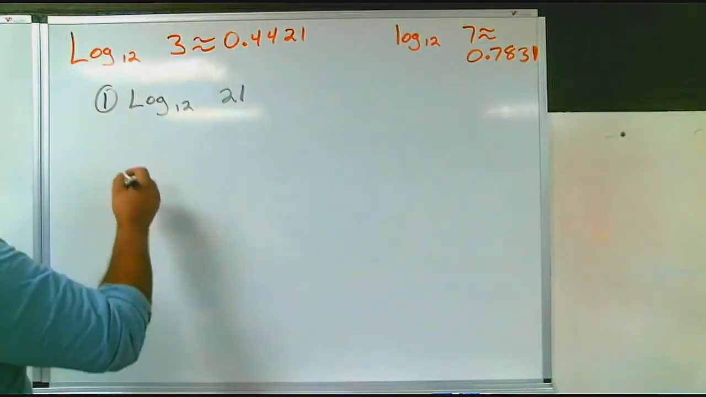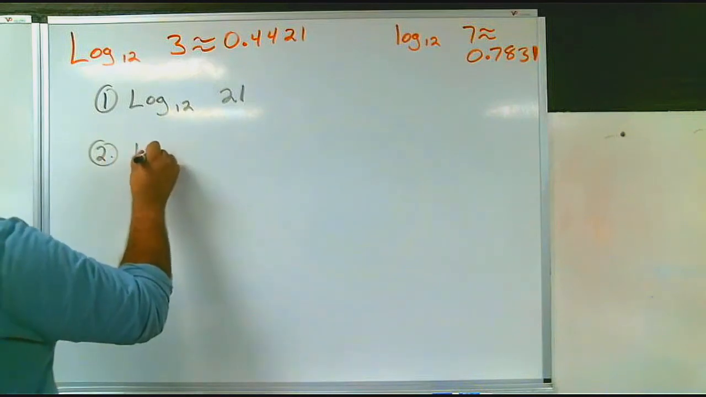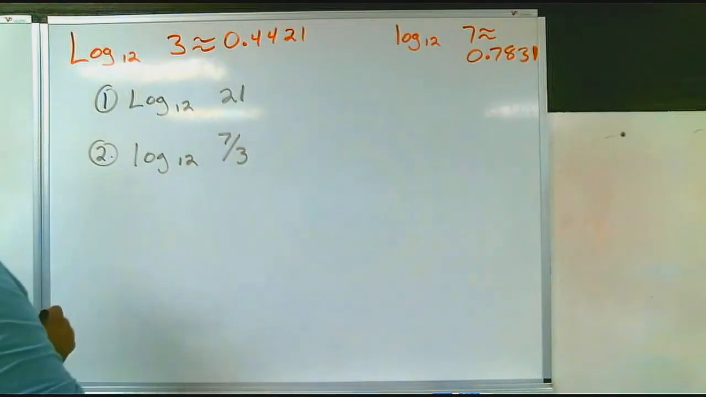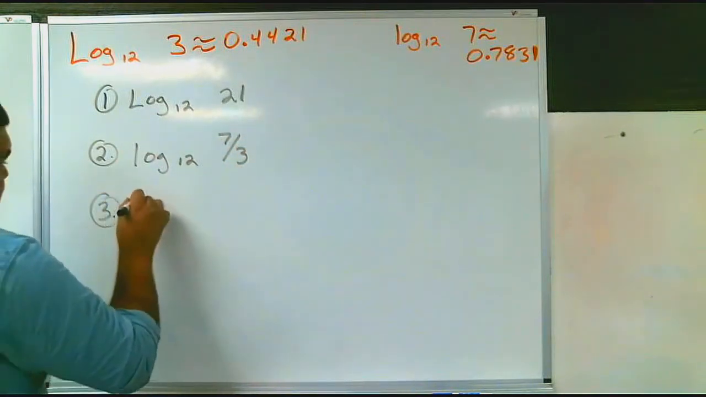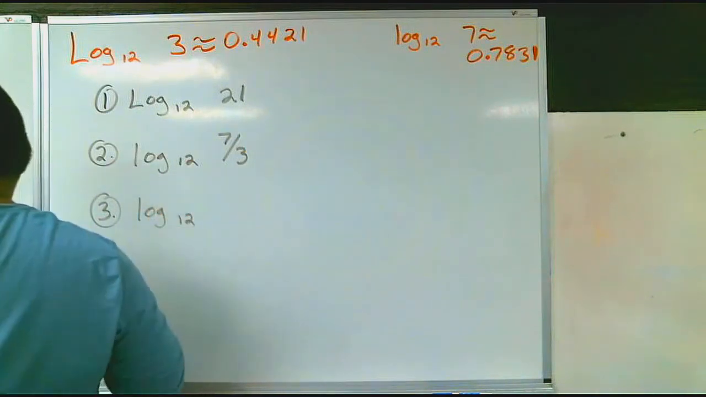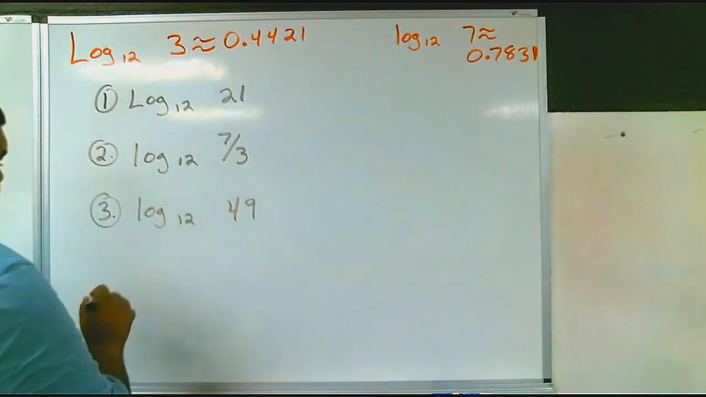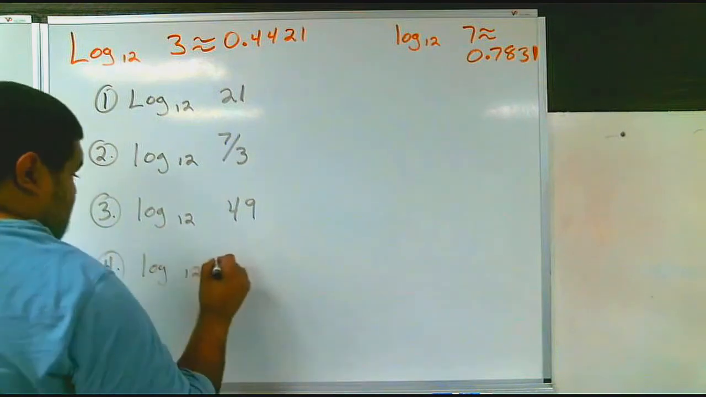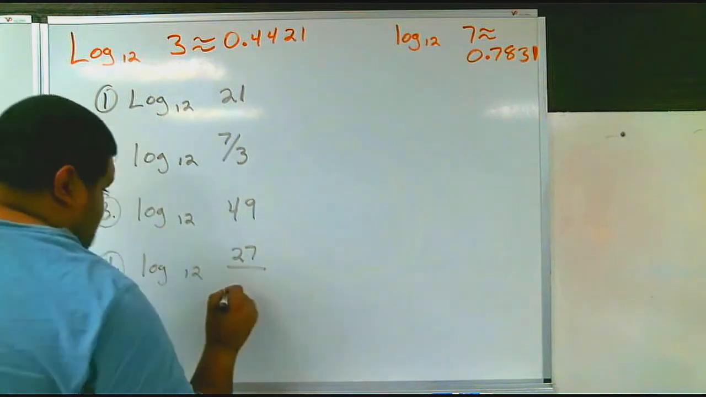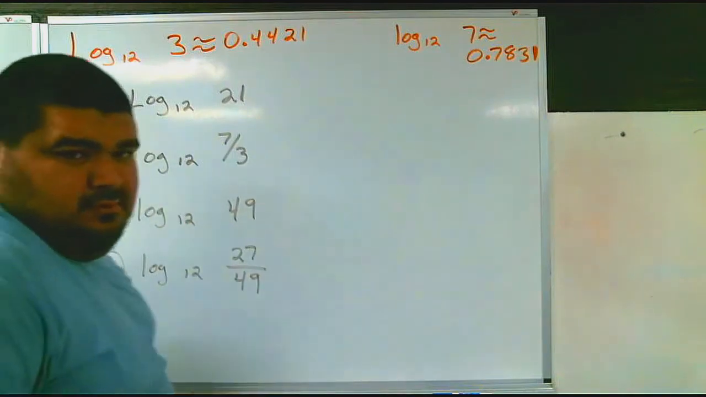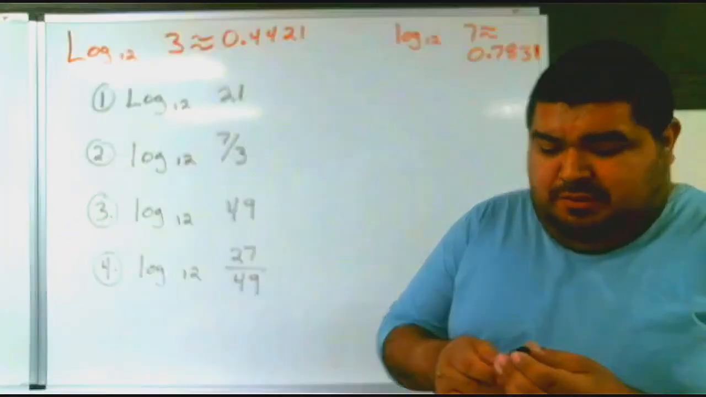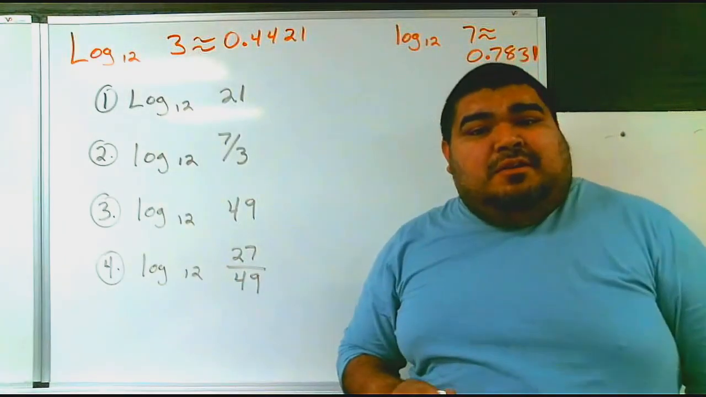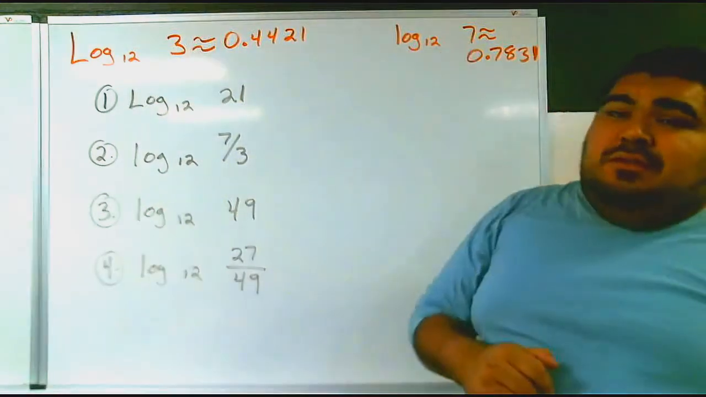There we go. All right, for your second one, we have log of 12, 7/3. For number 3, we have log of 12, 49. And finally, we have log of 12, 27/49. Okay, so we have 4 problems on the board to solve for. Keep in mind, I already have the rules up here of what the values are for some of them. Okay, so for 3 and 7, what the values are.